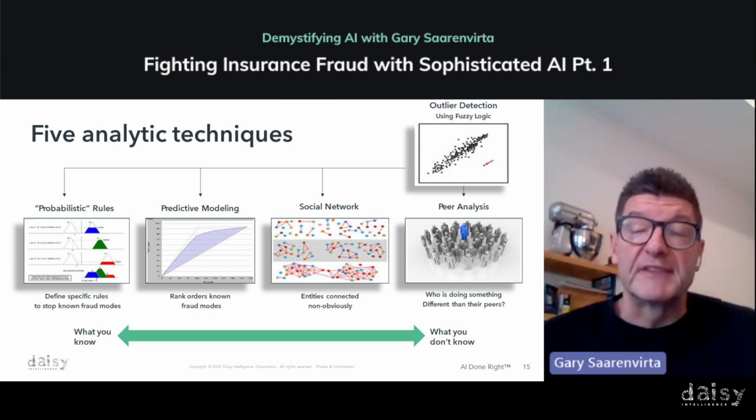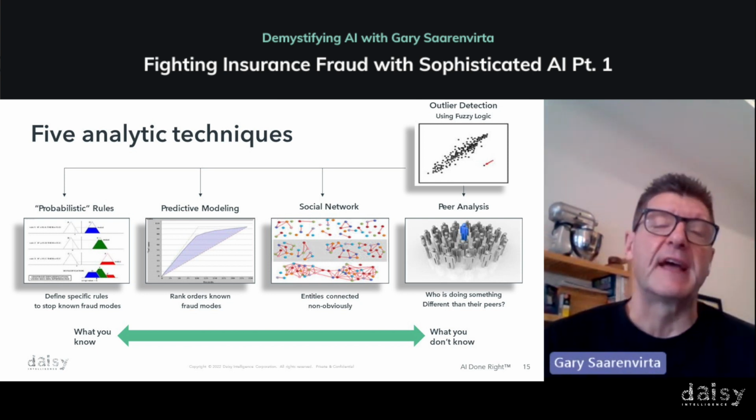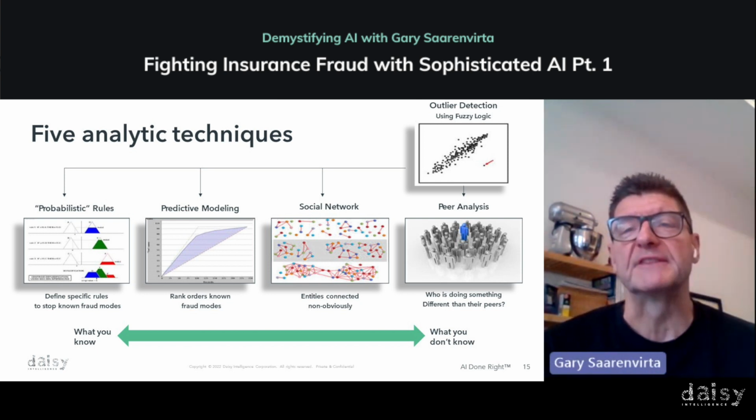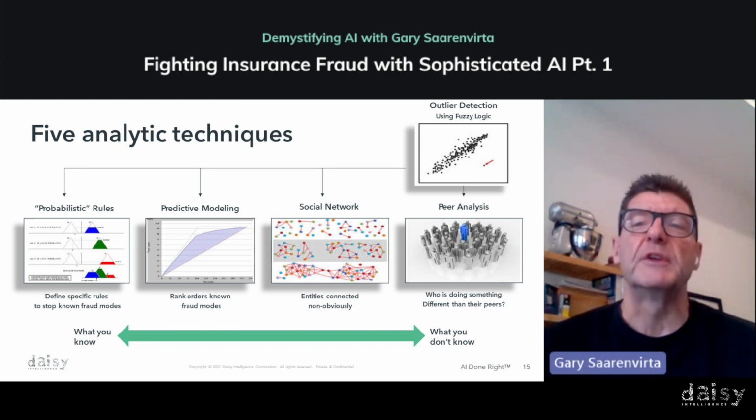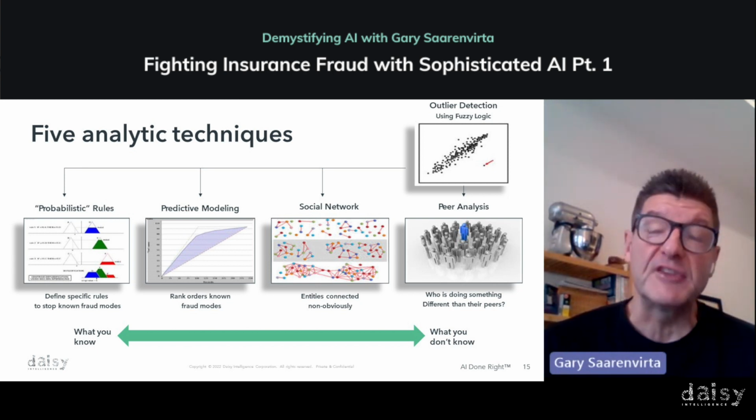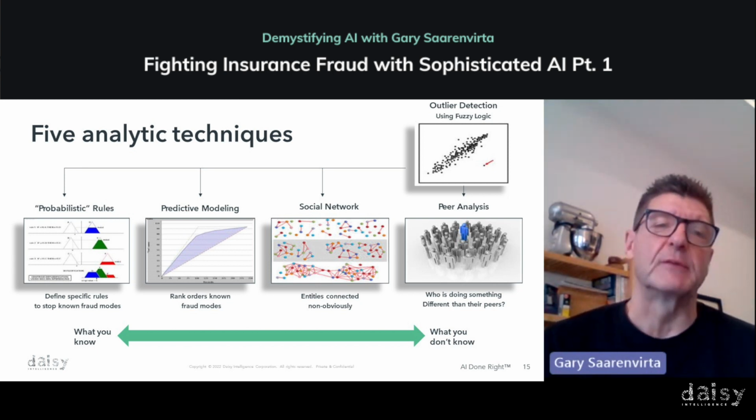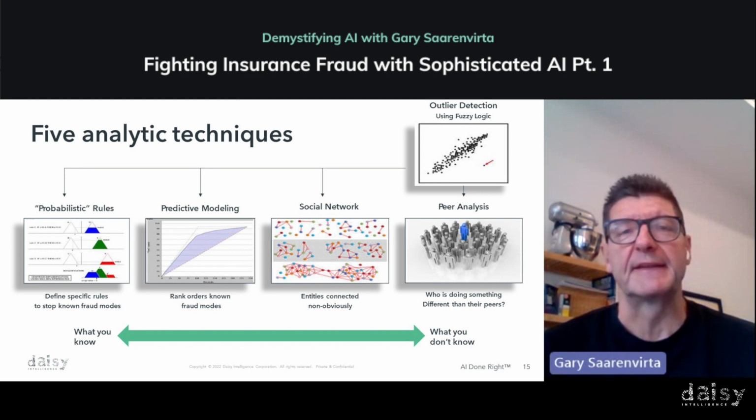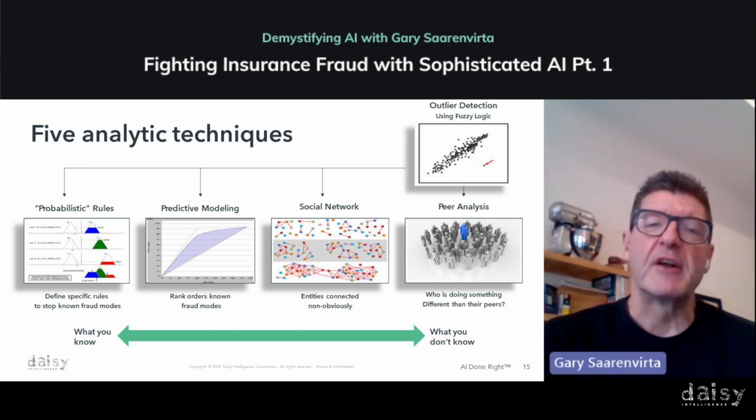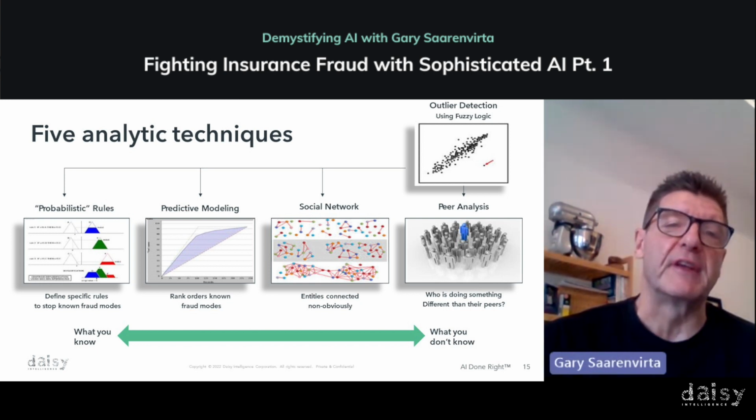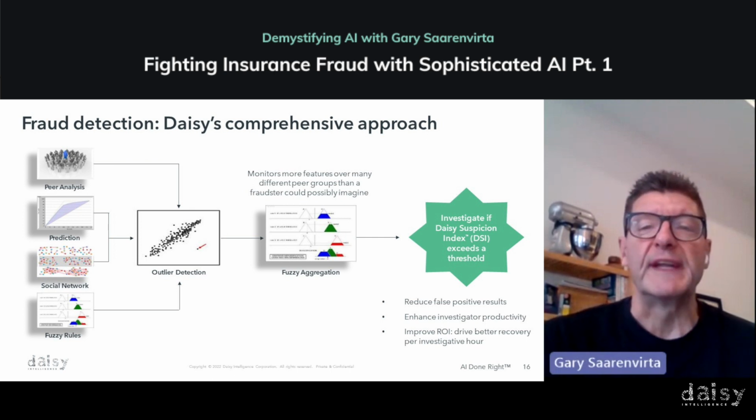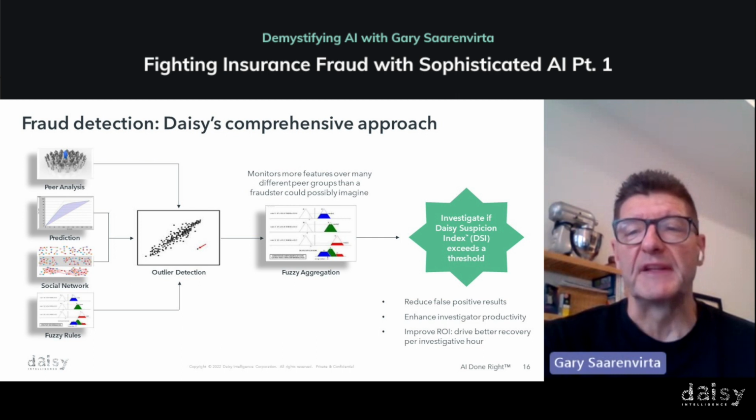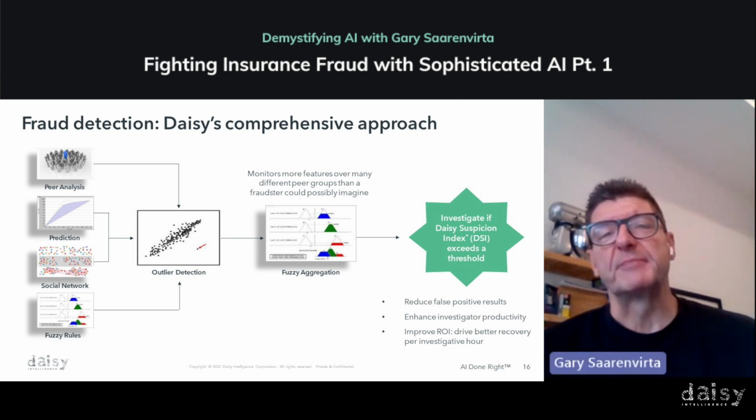And we combine all of this together using outlier detection. All of these analytical methods create features. So we use predictive modeling as a feature in a fuzzy logic system. We use a rule firing as a feature in a fuzzy logic system. And there are some benefits to that, which I'll get into. By using all of these methods and combining them using fuzzy logic, we create a suspicion index that is the combination of all these methods. So this reduces the false positive rate.